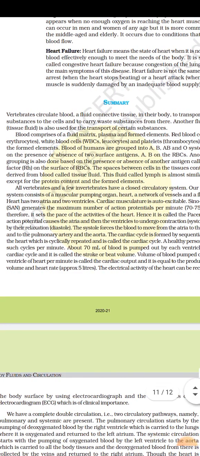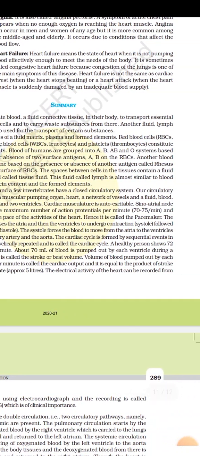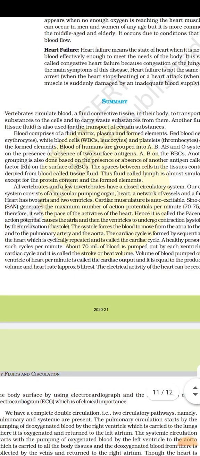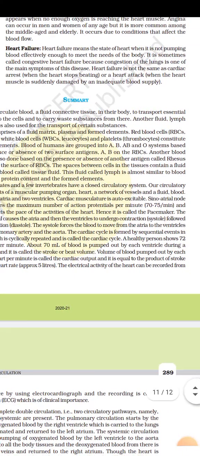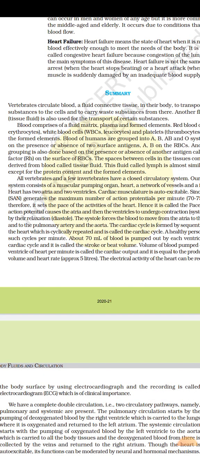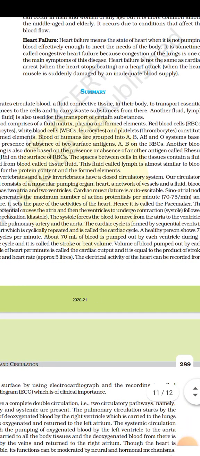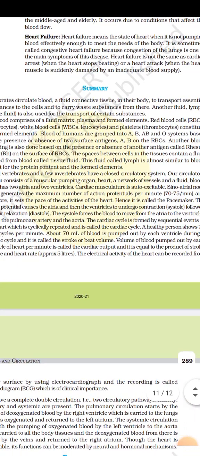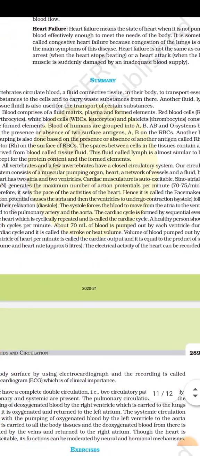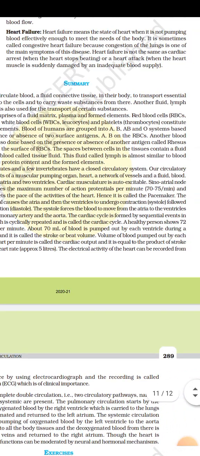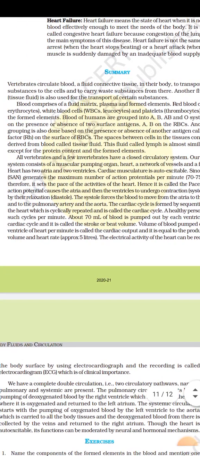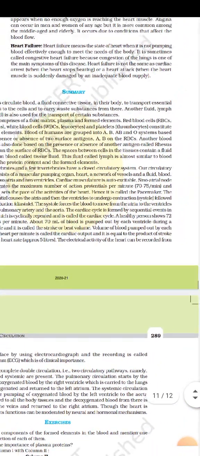The action potential causes the atria and the ventricles to undergo contraction, systole, followed by relaxation, diastole. The systole forces the blood to move from the atria to the ventricles and into the pulmonary artery or aorta. The sequential events in the heart which are cyclically repeated are called a cardiac cycle. A healthy person shows 72 such cycles per minute. About 70 ml of blood is pumped out by each ventricle during a cardiac cycle and is called stroke or beat volume.